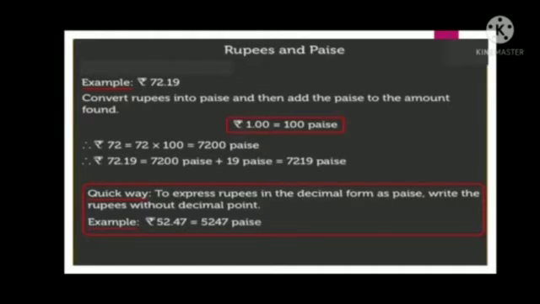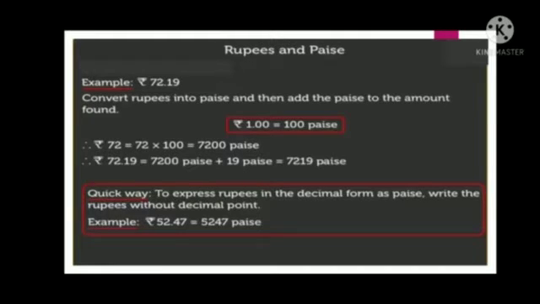After finding out the amount of paise, we will add the amount of paise given in the question. So 7200 plus 19 paise is equal to 7219 paise.